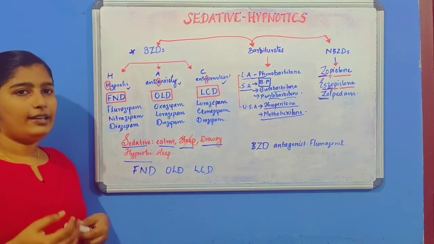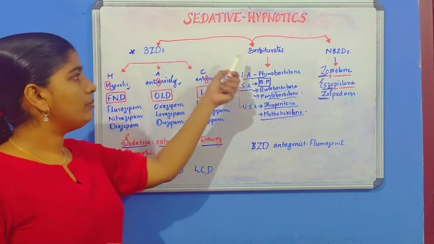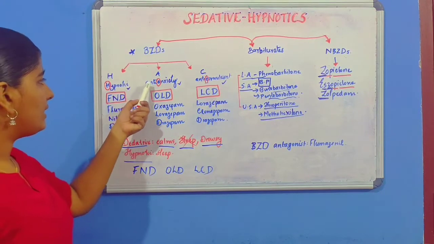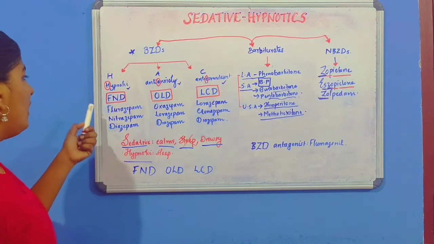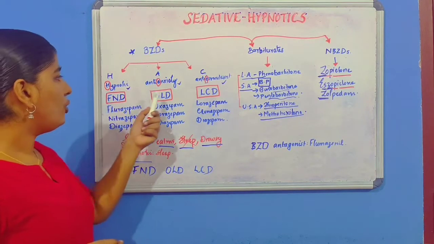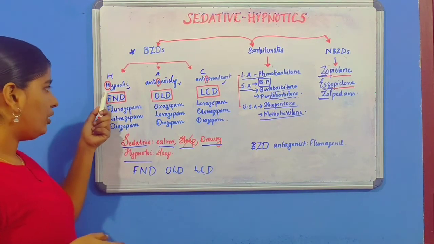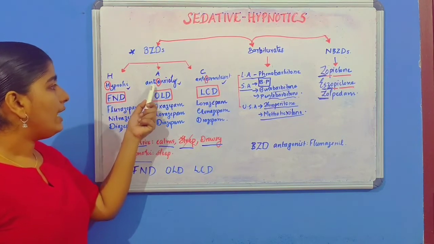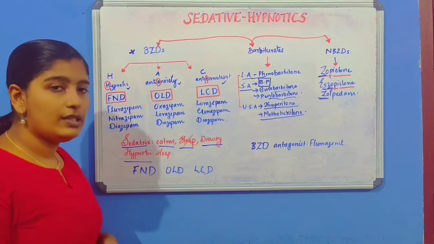Okay. I'll revise it once more. Sedative hypnotic group of drugs are classified mainly into benzodiazepines, barbiturates and non-benzodiazepines. Under benzodiazepines, there are hypnotic, anti-anxiety and anticonvulsant groups of drugs, for which I have given the code HAC. Now, under each of these, we are going to study 3 examples at least, and the code is find old LCD. So, flurazepam, nitrazepam and diazepam come under the hypnotic group of drugs. Oxazepam, lorazepam and diazepam come under the anti-anxiety group of drugs, and lorazepam, clonazepam and diazepam come under anticonvulsant.